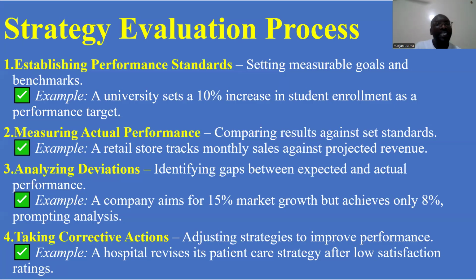Number 1, establishing performance standards. This normally happens at the beginning of the year. So setting measurable goals and benchmarks. For example, at the beginning of the year, Alpha University can say, their goal is to do what? A university sets a 10% increase in student enrollment as a performance target. So at the beginning of the year, Alpha University sets a target: we need to increase our student enrollment by 10%. Full stop. So that is an example of a performance standard.